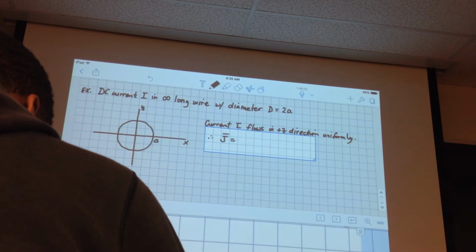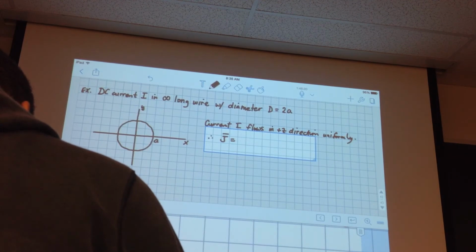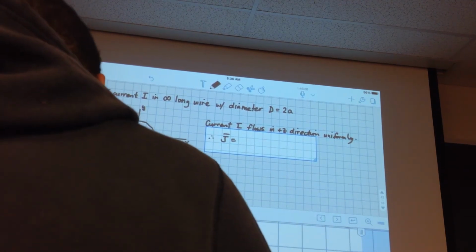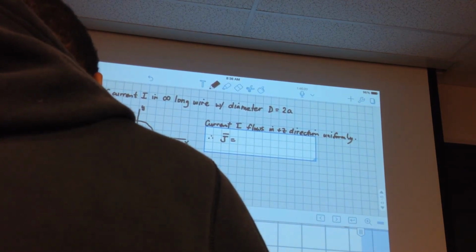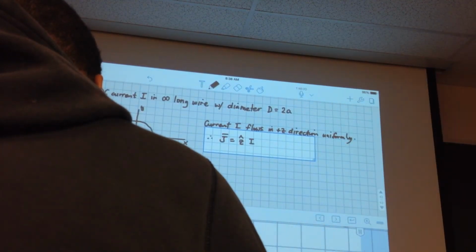You're told that this is a DC current, it is flowing uniformly through this wire of radius A, diameter 2A, and given all that, how would you describe mathematically the current density? I over pi A squared, right. And then it has a direction, because J is a vector. So J then is going to be z hat I divided by pi A squared, current density.